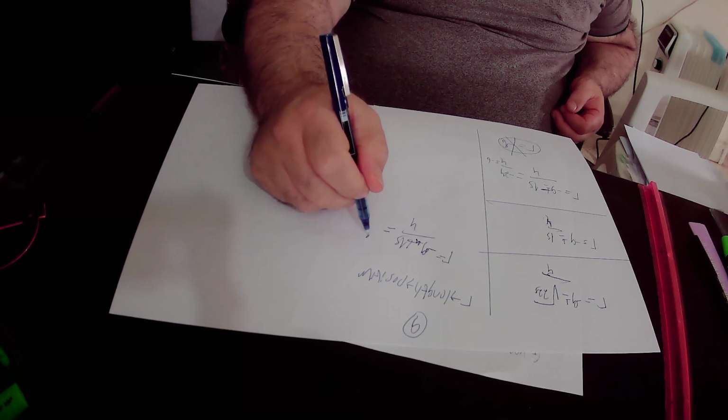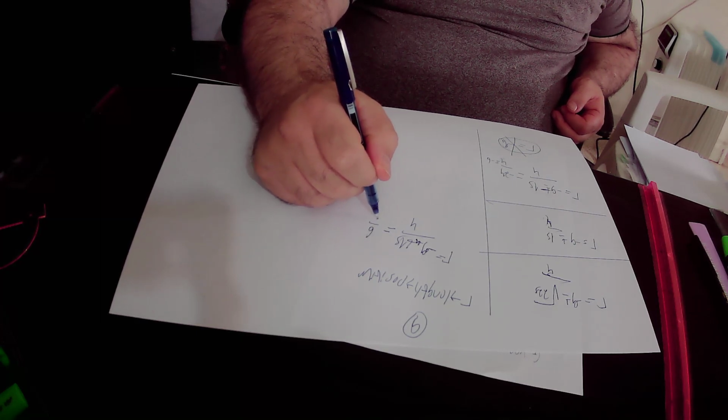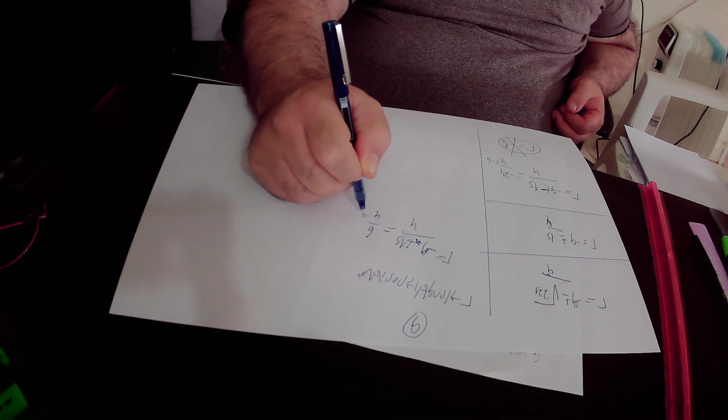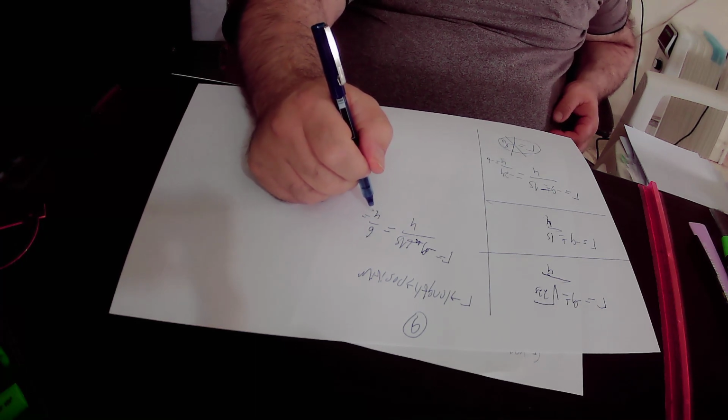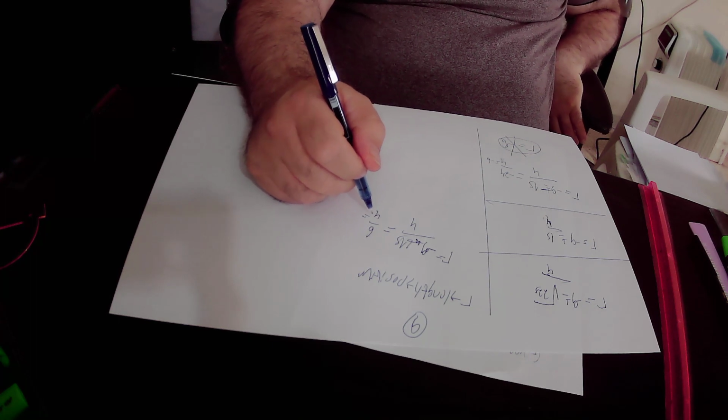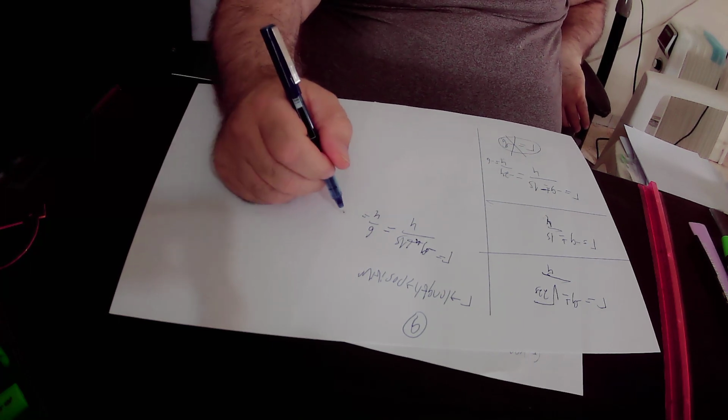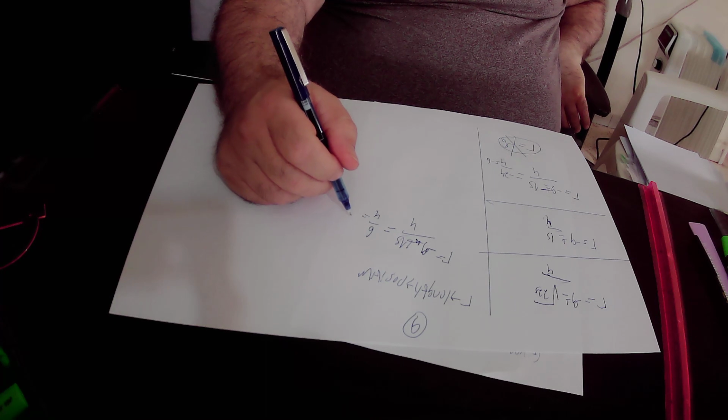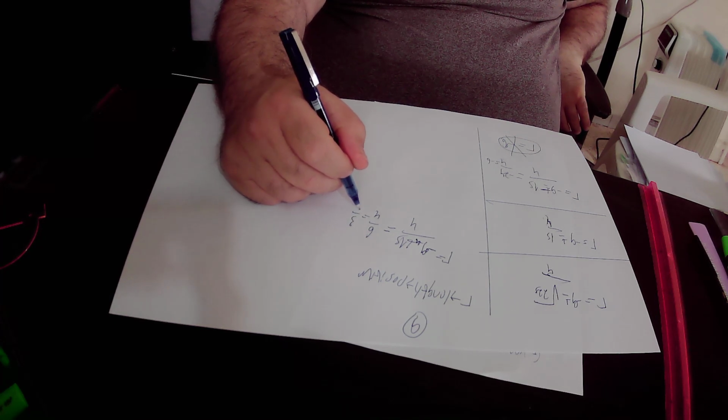Minus 9 plus 15 is 6. So we have here R equals 6 over 4. We divide both the numerator and the denominator of 6 over 4 by 2, and we get that 6 over 2 is 3 and 4 over 2 is 2.